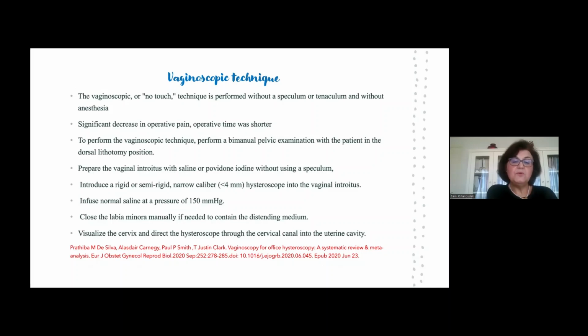Introduce a rigid or semi-rigid narrow caliber hysteroscope, less than 4 mm, into the vaginal introitus. If using normal saline, use a pressure of 150 millimeters of Hg. Close the labia minora manually if needed to contain the distending medium. Visualize the cervix and direct the hysteroscope through the cervical canal into the intrauterine cavity.